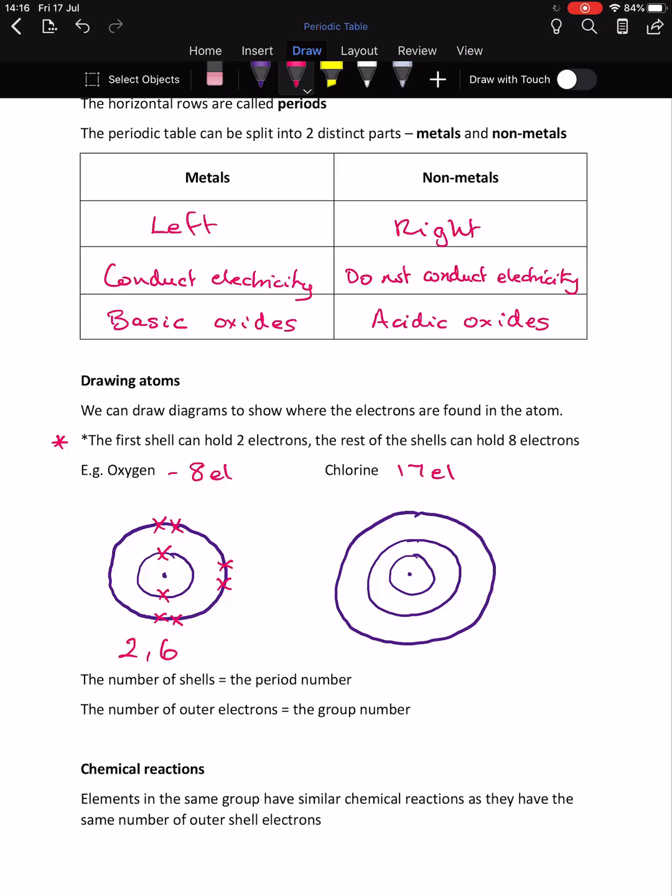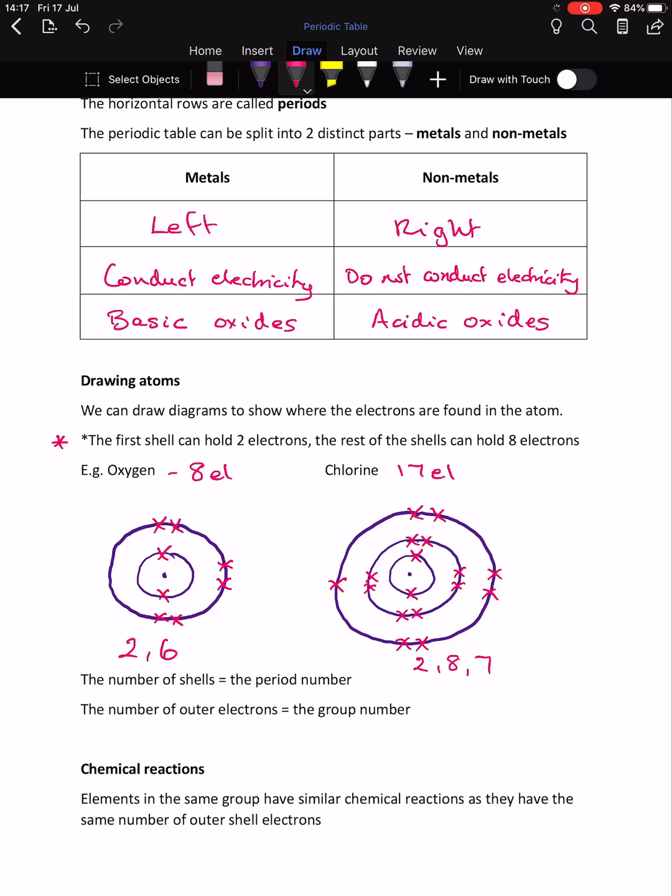For chlorine, it has 17 electrons, so it's going to have 2 electrons in the first shell. It's going to have 8 electrons in the second shell. Remember, that's the maximum the second shell can hold. We draw them in pairs so that it's really clear for an examiner to see. There are now 7 electrons remaining in chlorine's next shell. Again, we draw them in pairs, and there's 1 more electron by itself there. The electronic configuration for chlorine is 2, 8, 7, meaning there are 2 electrons in the first shell, 8 in the second, and 7 in the outer shell.